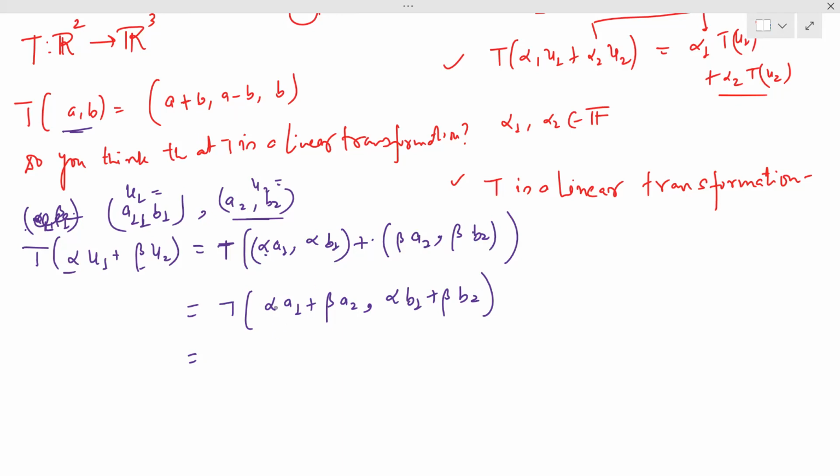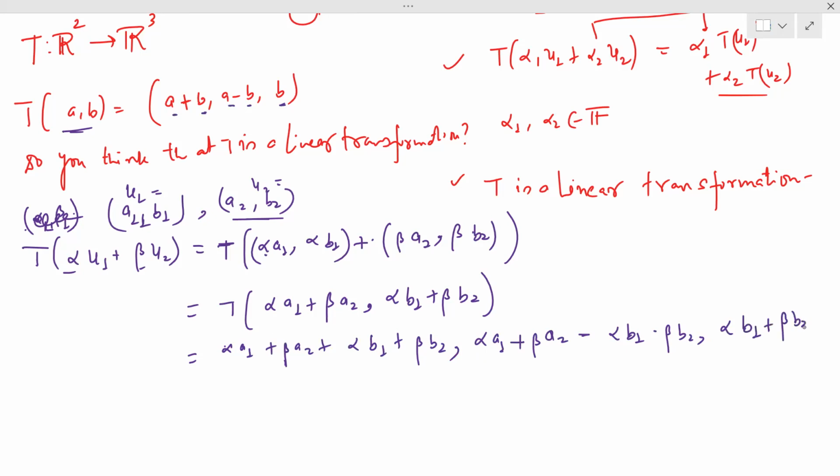Okay, so alpha A1 plus beta A2, and this is alpha B1 and this is beta B2, right? And if I add them up, so if this is your A, this is your B, this is A, this is B. Okay, so what I'll do, I'll write it as alpha A1 plus beta A2, and then you have this alpha B1 plus beta B2, comma, alpha A1 plus beta A2 minus alpha B1 minus beta B2, comma, and what is B? Alpha B1 plus beta B2.